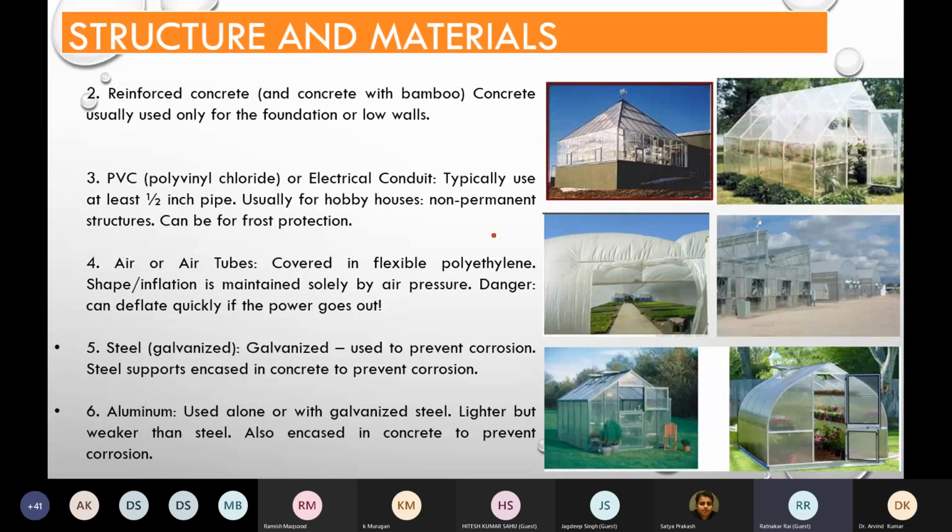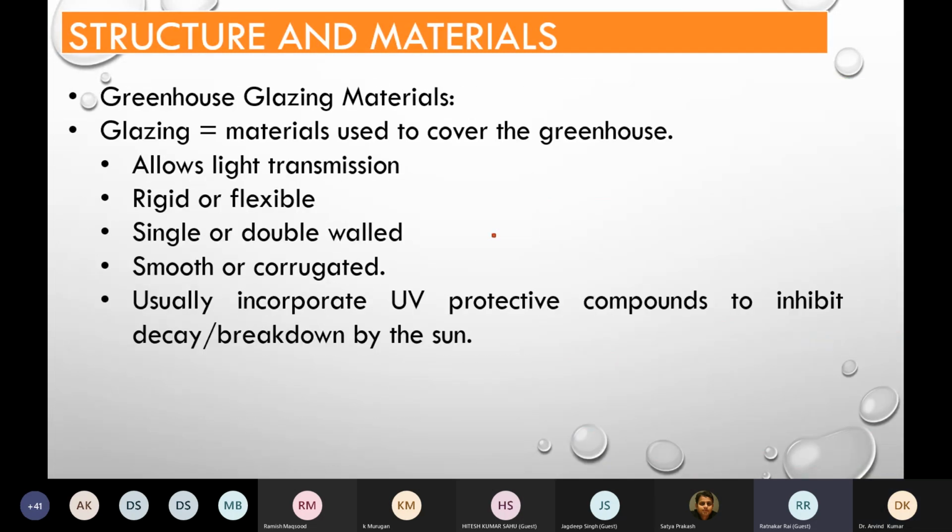But looking at the bigger picture, there are certain materials, or rather certain designs of materials, that need to be come up with, which we'll explain slightly in the next slide, please. Now, this is what I meant by what we need to look at.